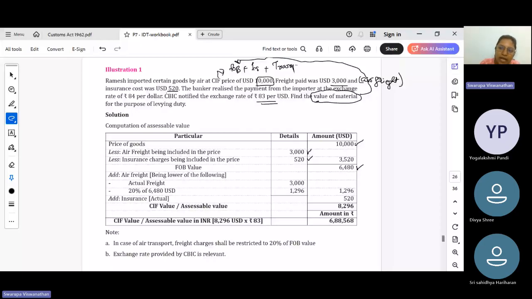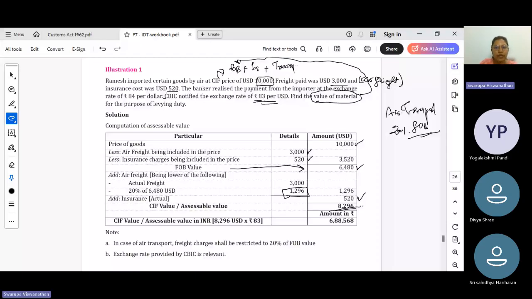In case of air freight, air transport, the limit is 20% of FOB. So here the FOB value or the value of base material is 6480. To this we add 20% of 6480, that is 1296, which will be your transport cost. Insurance, we always take it as actuals. Actual insurance is 520, so actual insurance 520 will be taken. We will get the assessable value for computation of customs duty. Now, on the assessable value, we need to convert it to Indian rupee. Then we have to take 83 rupees, which is notified by CBIC.